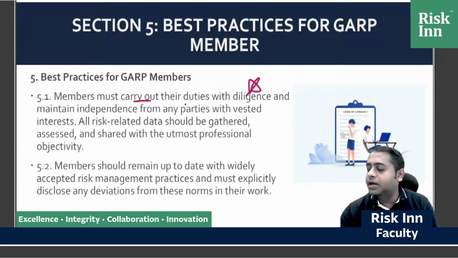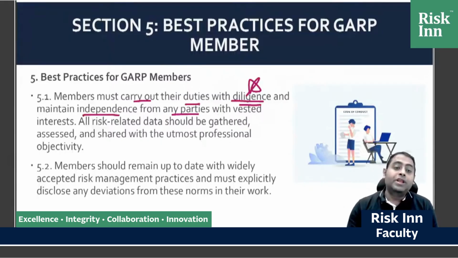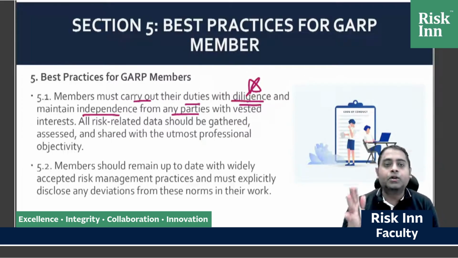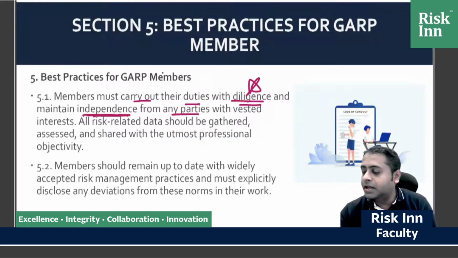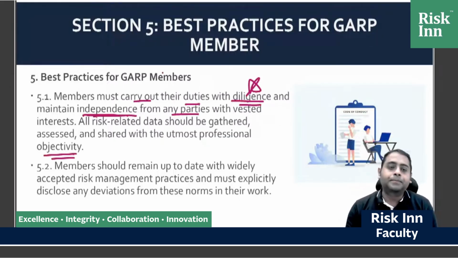Members must carry out their duties with diligence and maintain independence from any party. Whenever I am coming out with any report or recommendation, if suppose I am going to talk about some XYZ company, I should not be getting some benefit from that company. So my decision should be independent and objective. Whatever due diligence I'm doing should be done with independence. That's why these two words will come out: independence and objectivity.